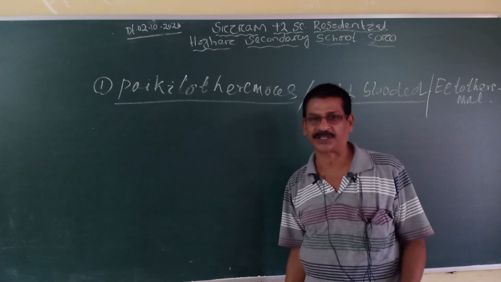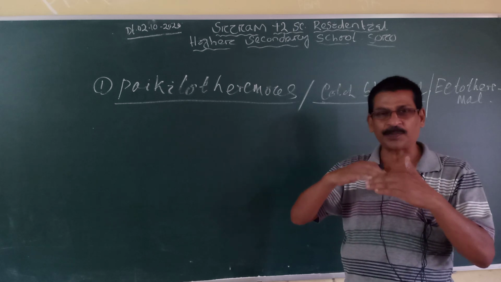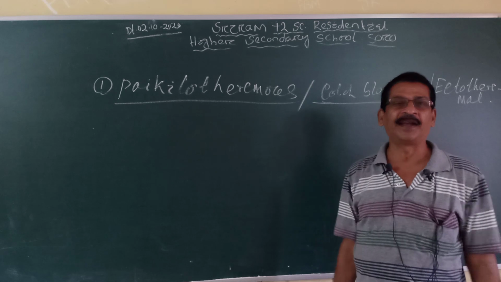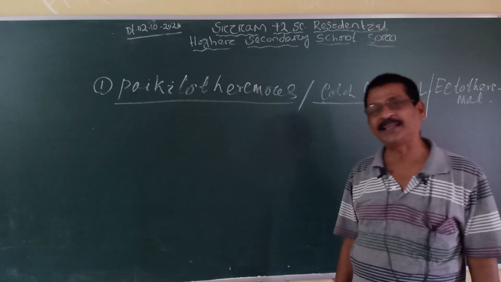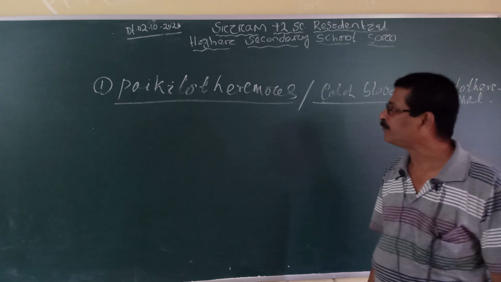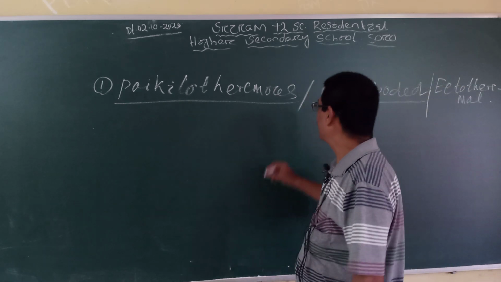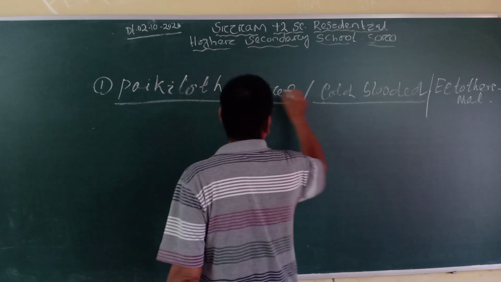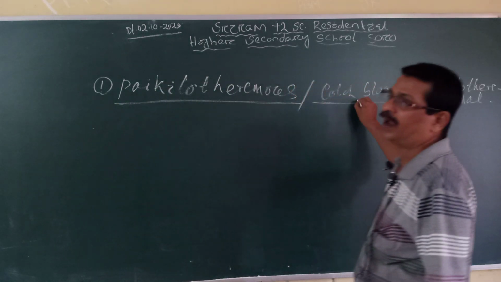Are you understanding me or not? That is, whose body temperature fluctuates. Sometimes it rises and sometimes it reduces or decreases. In this way, the body temperature varies. Clear? That type of animals are called poikilothermic animals, or they are called cold-blooded animals.